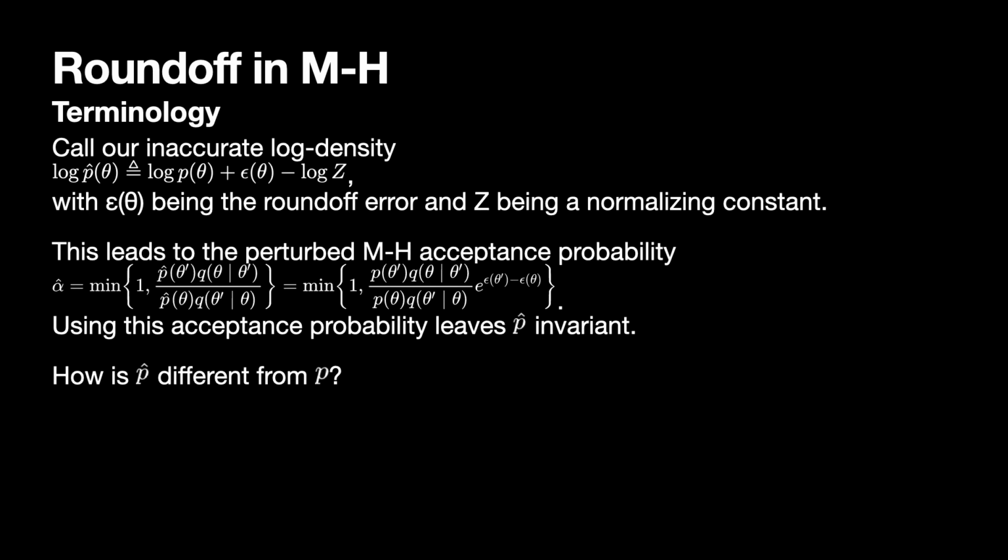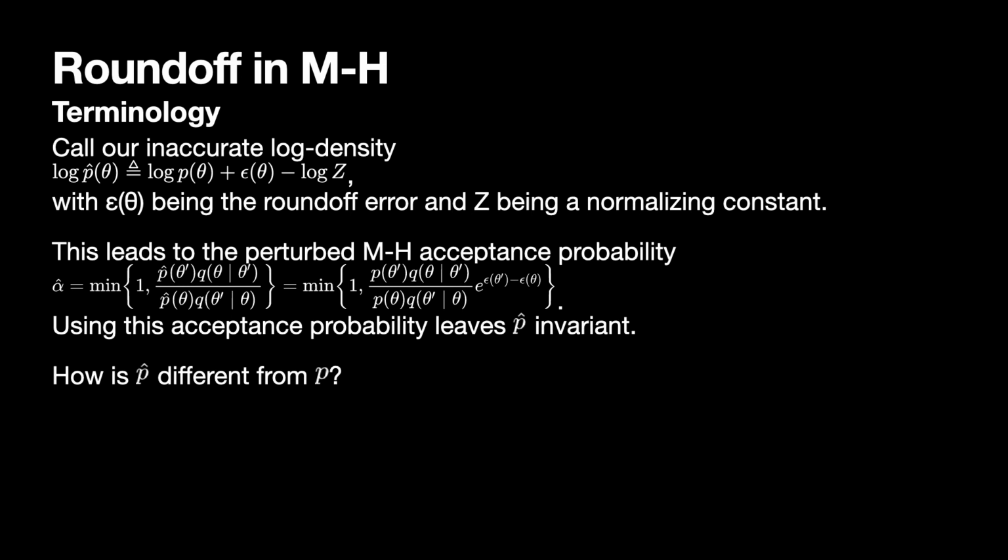Now let's talk about round-off in Metropolis-Hastings algorithms. So, just a little terminology first. We'll call the inaccurate rounded off log density that we wind up computing log p hat of theta, which is just the true density log p of theta plus an error epsilon of theta minus a log normalizer that makes it so that p hat is actually a distribution that's properly normalized. But it'll cancel out everywhere we look at it.